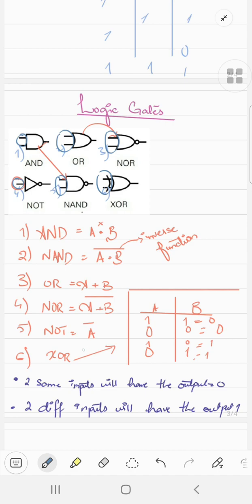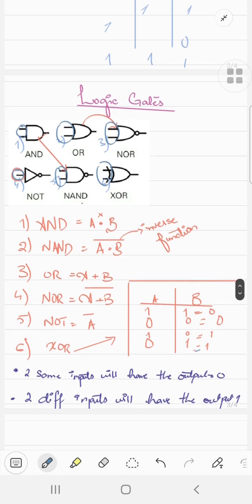Okay, the last but not the least gate is the XOR gate. In the XOR gate, two same inputs will have the output 0, while two different inputs will have the output 1. And you can see the explanation here. 1 and 1 will give you 0, 0 and 0 will give you 0. 1 and 0 will give you 1, 0 and 1 will give you 1. I hope this explanation is clear. Now we'll be looking at some examples from the book and some examples I will give you, and this is how we'll be solving and understanding it.